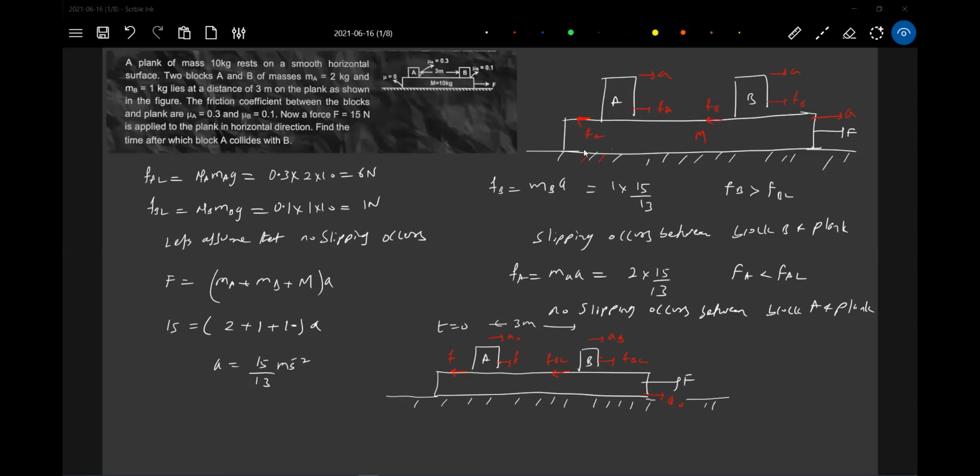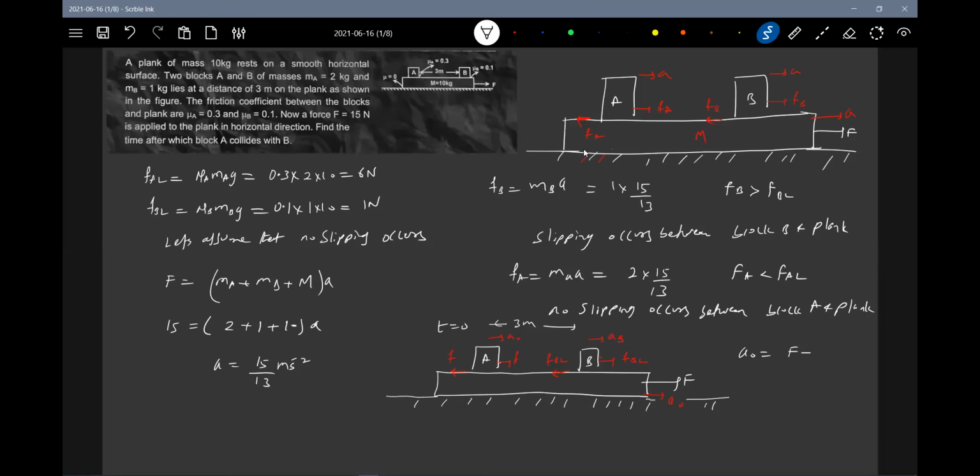Okay, fine. Why can't you take it, because the earlier forces acting will be different. No, now FBL will come into the picture. So what is A naught? A naught will be F minus FBL. I think that will become internal.